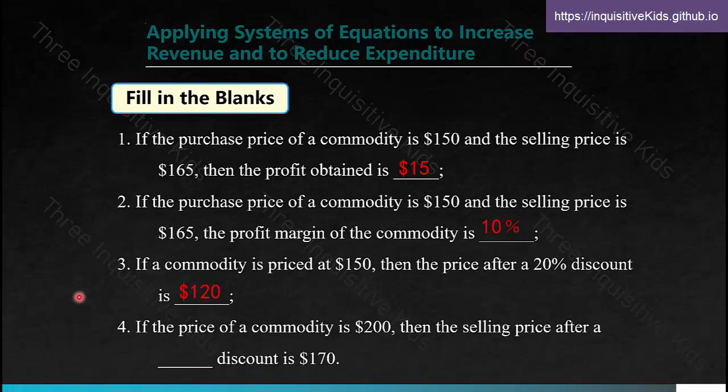Question 4. If the price of a commodity is $200, then the selling price after a blank discount is $170. So now, in this question, you don't know the discount, but you do know the difference between 200 and 170, and that's $30. So out of $200, you have $30. So that would be a 15% discount.